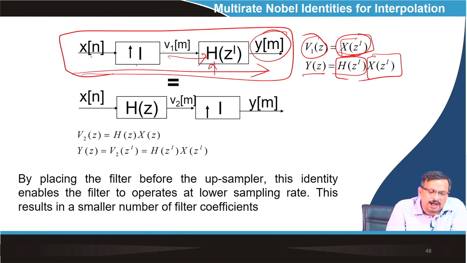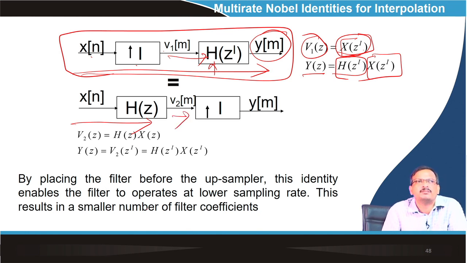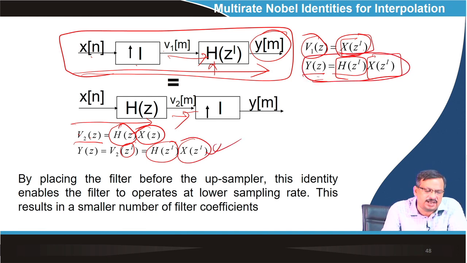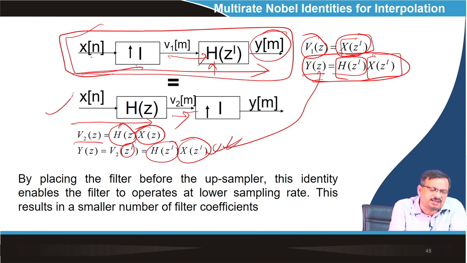Now, consider that I first do the filtering and then do the upsampling. So, V2(z) is nothing but H(z) into X(z). When it is passed to the upsampler, it becomes V2 of z to the power I. So, I put z to the power I: H of z to the power I, X of z to the power I. So, this one and this one are the same, the Y(z)'s are the same. So, this structure and this structure are the same. This is called the noble identity of interpolation or upsampling.